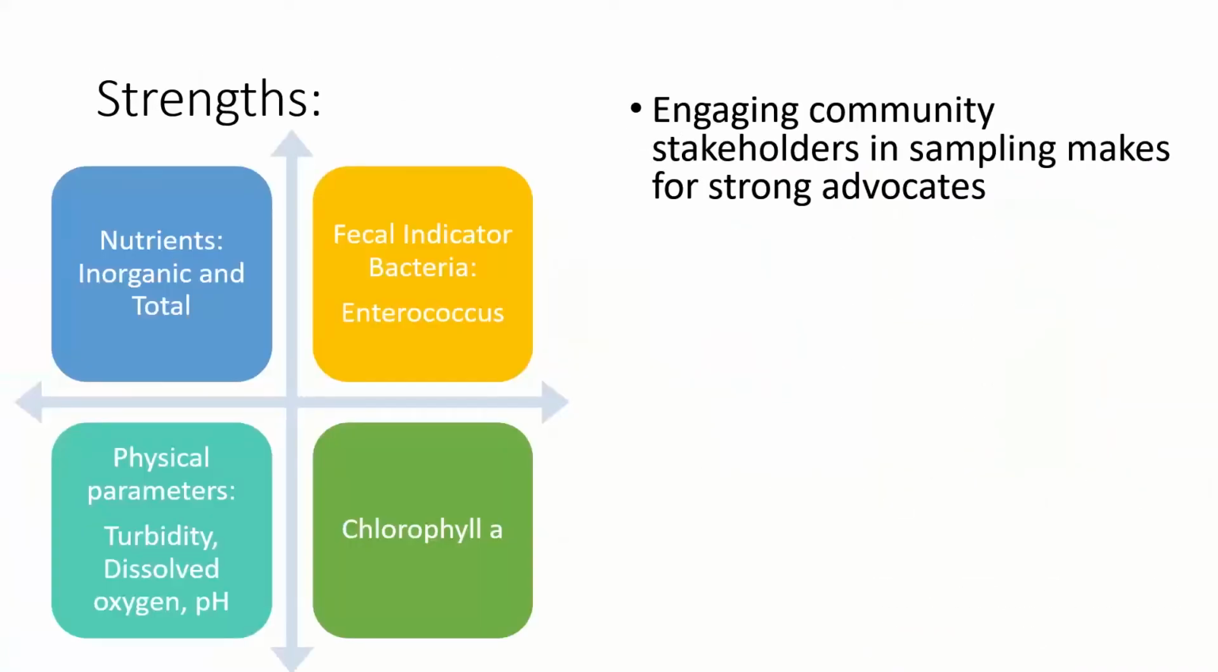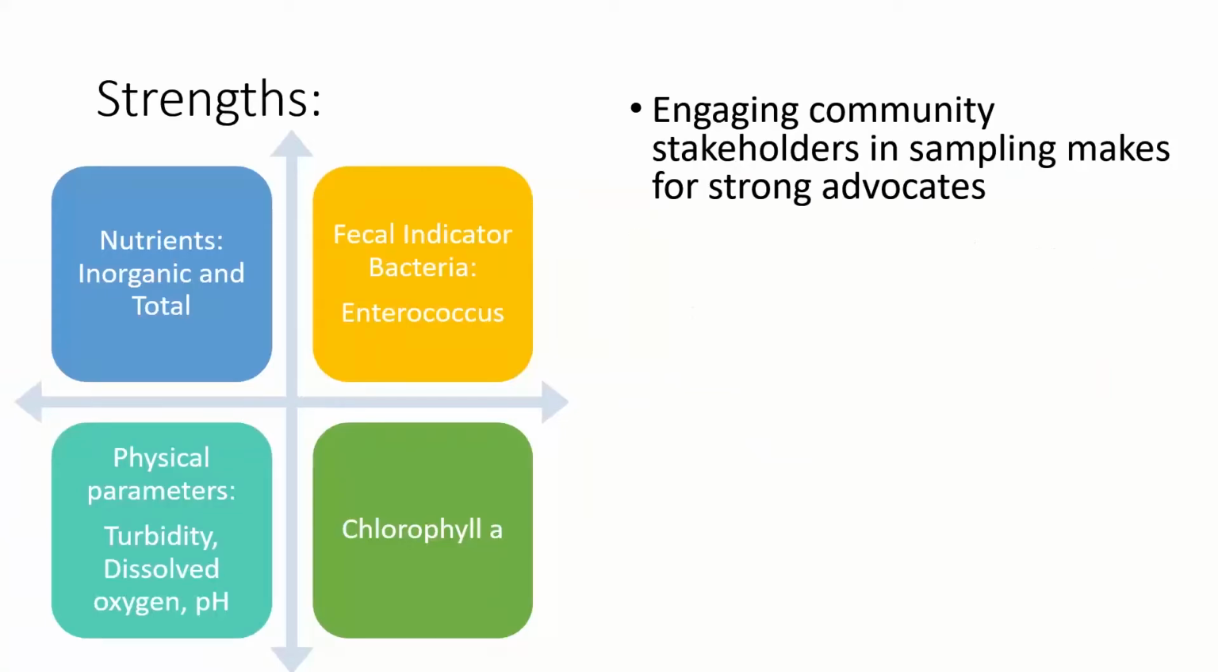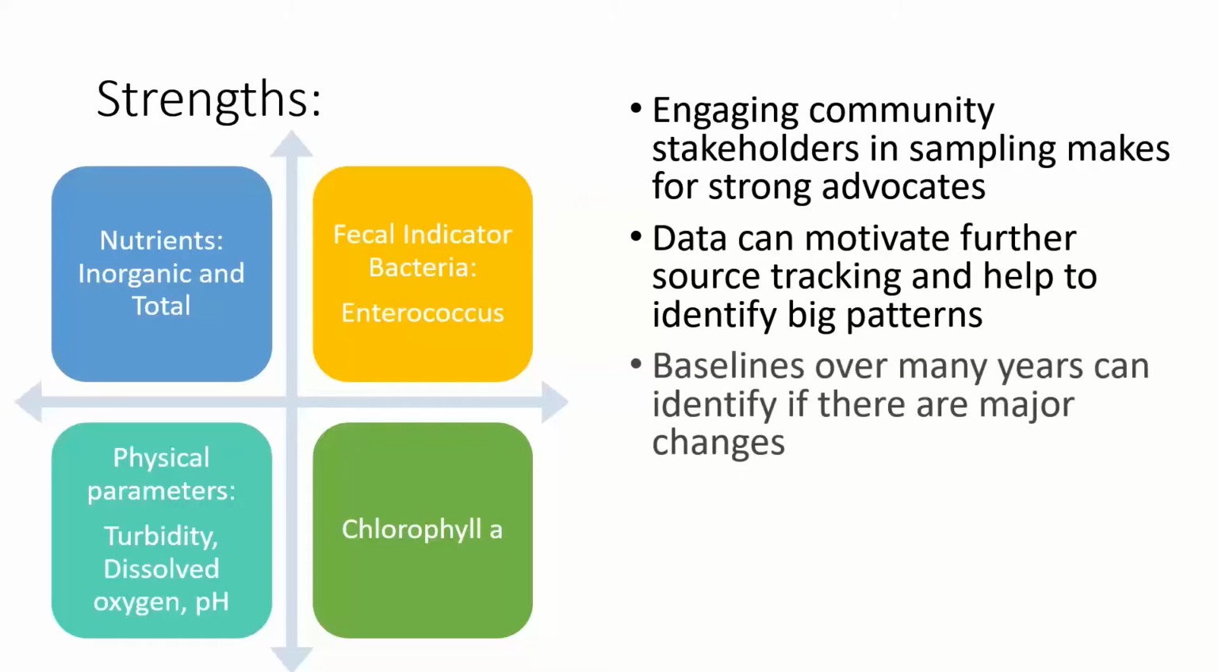So the strengths then become, if you're measuring for nutrients and all these different phase 1 parameters, you can engage your community and become strong advocates, because the data can be interpreted and collected by the community itself. The data can motivate follow-up studies into source tracking and help identify big patterns. If you know where your low salinity areas are, you might be able to understand connectivity better.